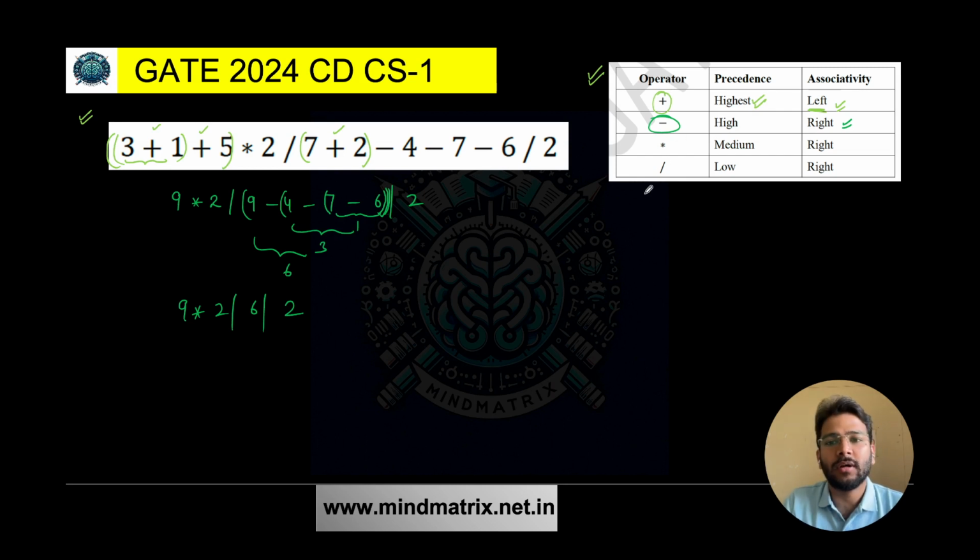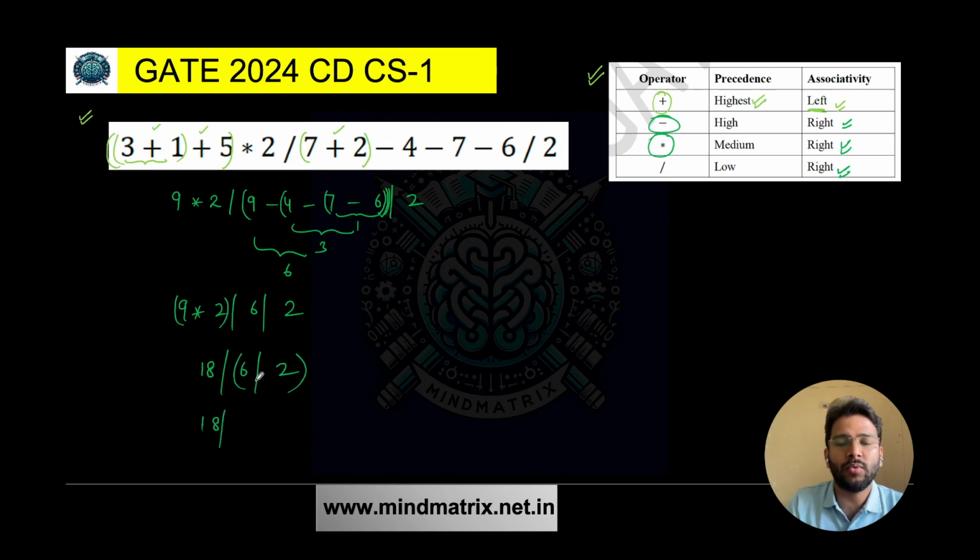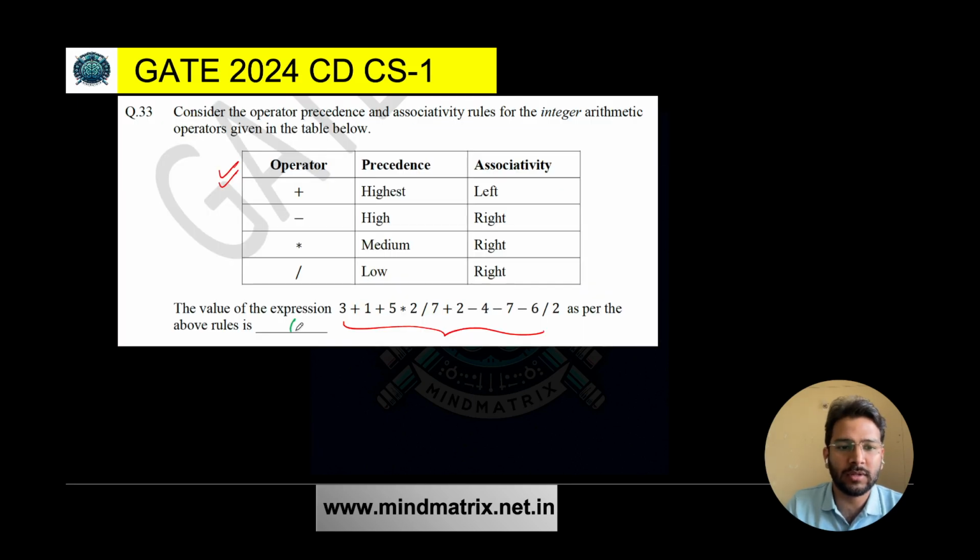The next high precedence operator we have is star or multiplication, and the associativity is right. So first we are going to solve this one. So 9 into 2, it is going to be 18, 18, 6 and 2. And the only operator we are left with is the division operator, but the associativity is right. So first we are going to solve the rightmost first, right? So what are we going to get? 2 will divide 6, so we will be getting 3, and 3 if divided by 18, we will be getting 6 as the answer. So the correct answer to this question is 6.